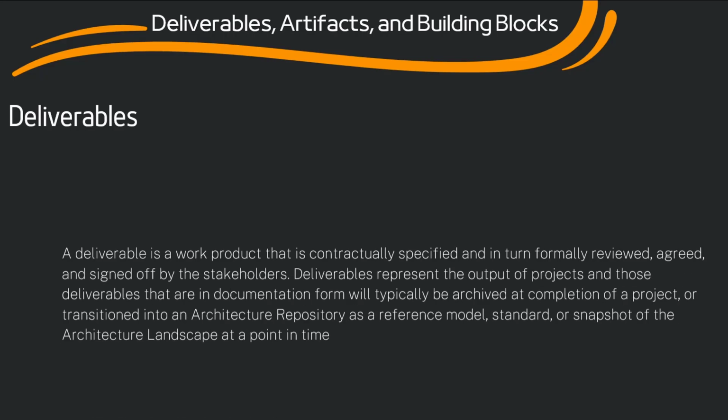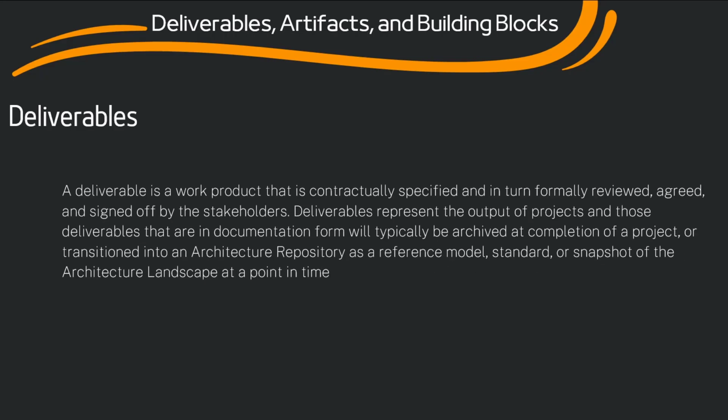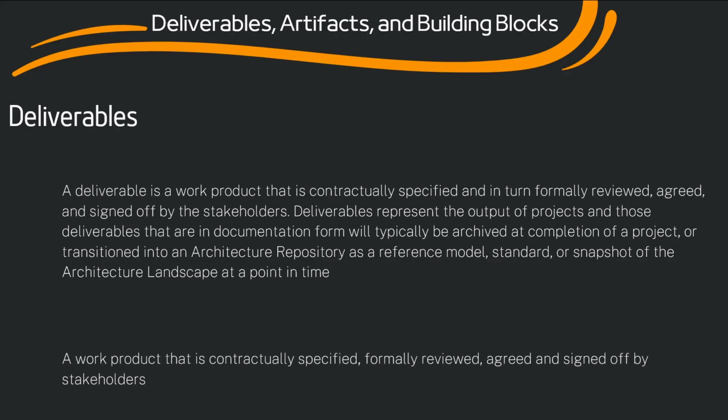Deliverables. A deliverable is a work product that is contractually specified and in turn formally reviewed, agreed, and signed off by the stakeholders. Deliverables represent the output of a project, and those deliverables that are in documentation form will typically be archived on completion of a project or transition into an architecture repository as a reference model, standard, or snapshot of the architecture landscape at a point in time. We can say a work product that is contractually specified, formally reviewed, agreed, and signed off by stakeholders.